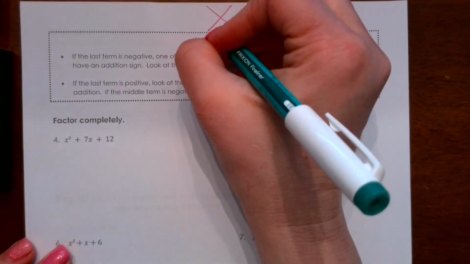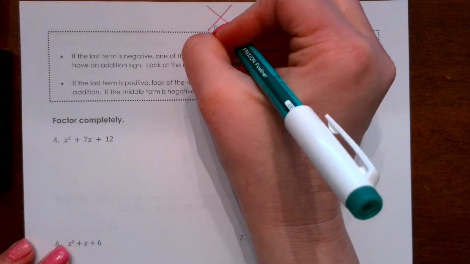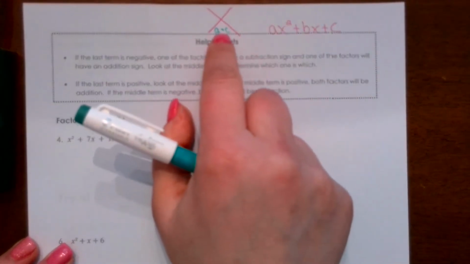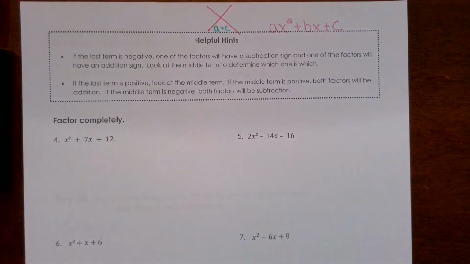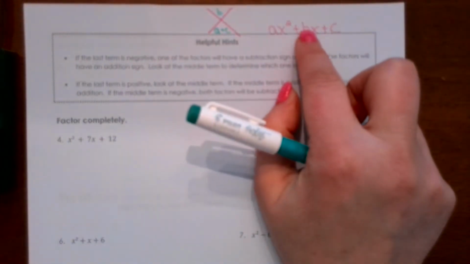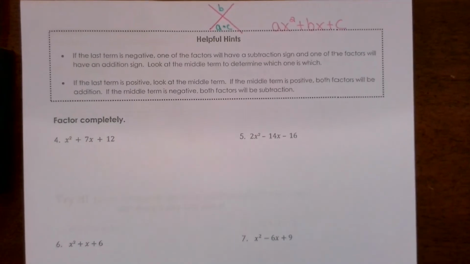So this is always going to be A times C. So I'm always going to multiply A times C to get my number in the bottom when I'm looking at my trinomials. And in the top, it's always going to be B. So let's take a look.